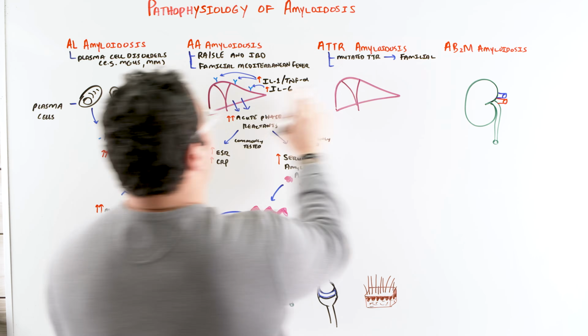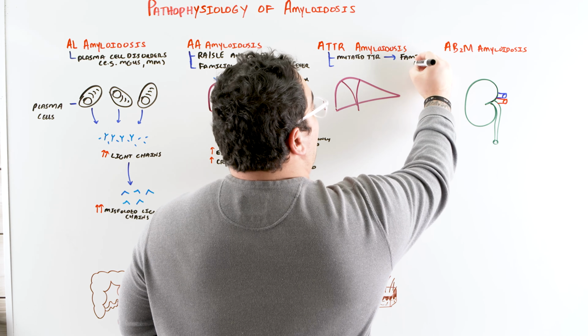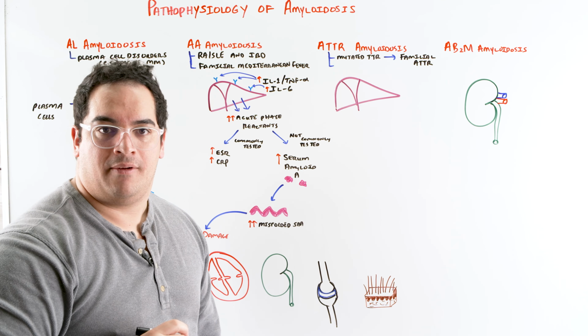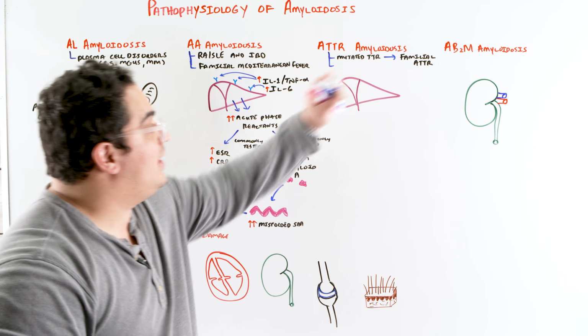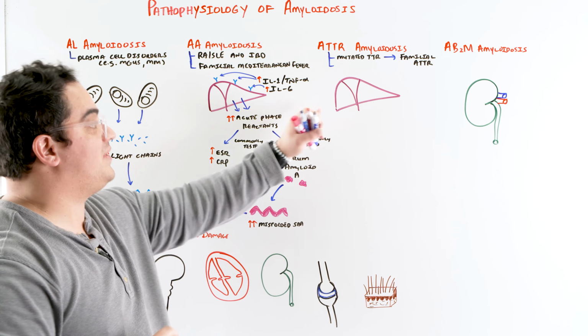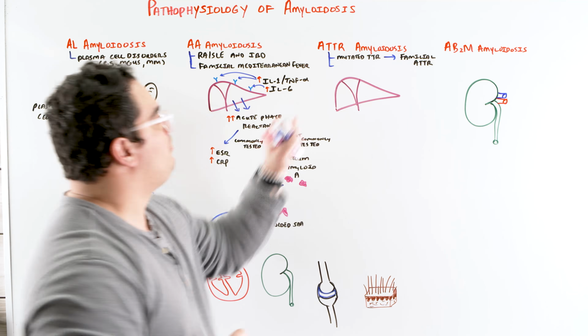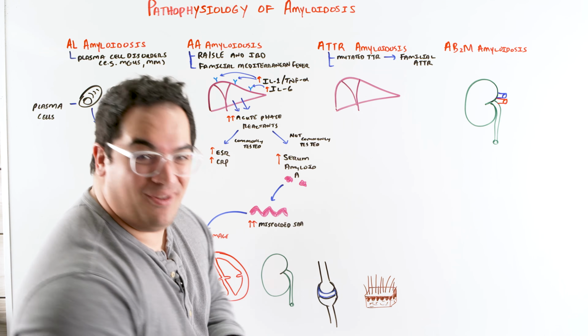Just don't confuse it with this one though, all right? This is familial amyloid transthyretin amyloidosis, all right? This one loves the kidneys. This one loves the heart. And also, you'll notice the difference of these later when we get into the diagnosis on how we differentiate the type of protein.